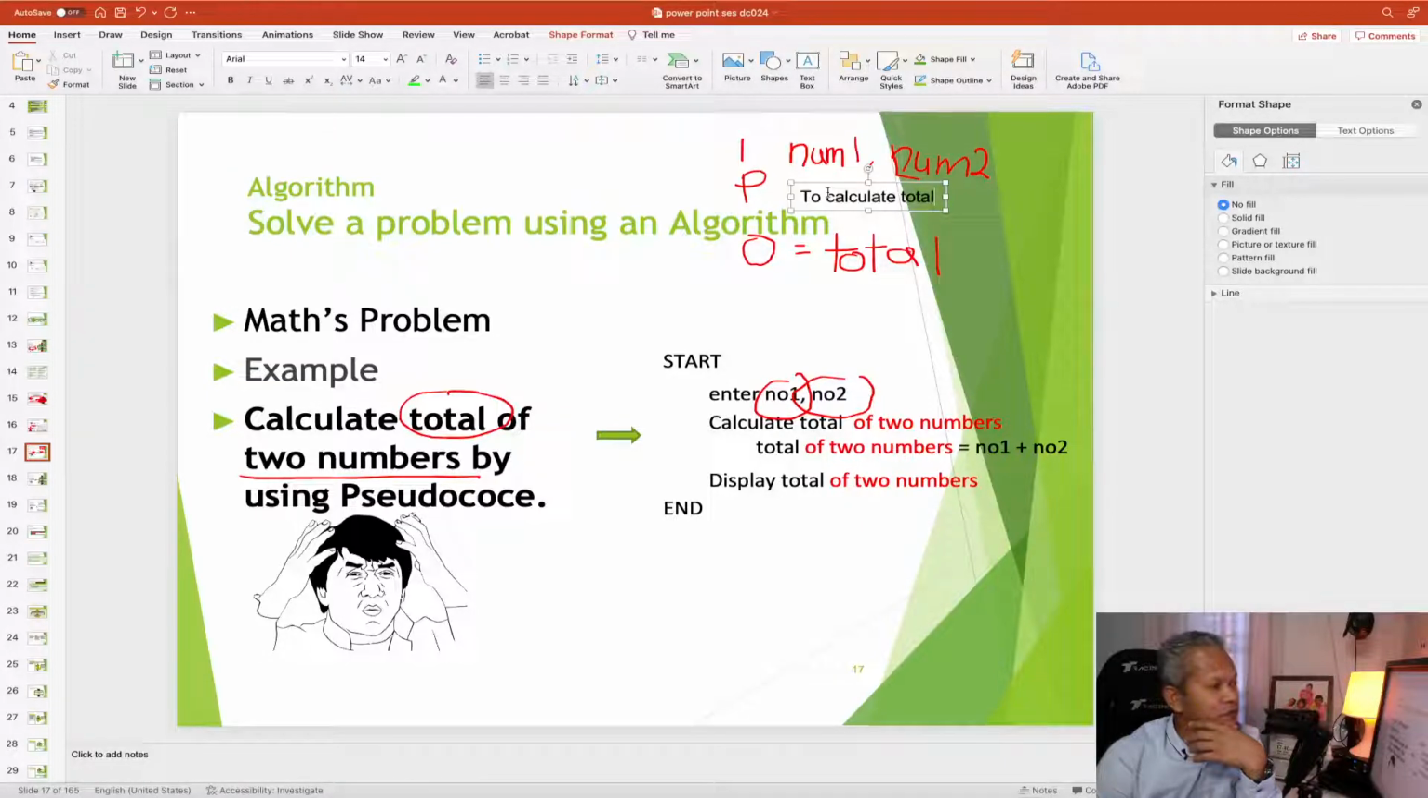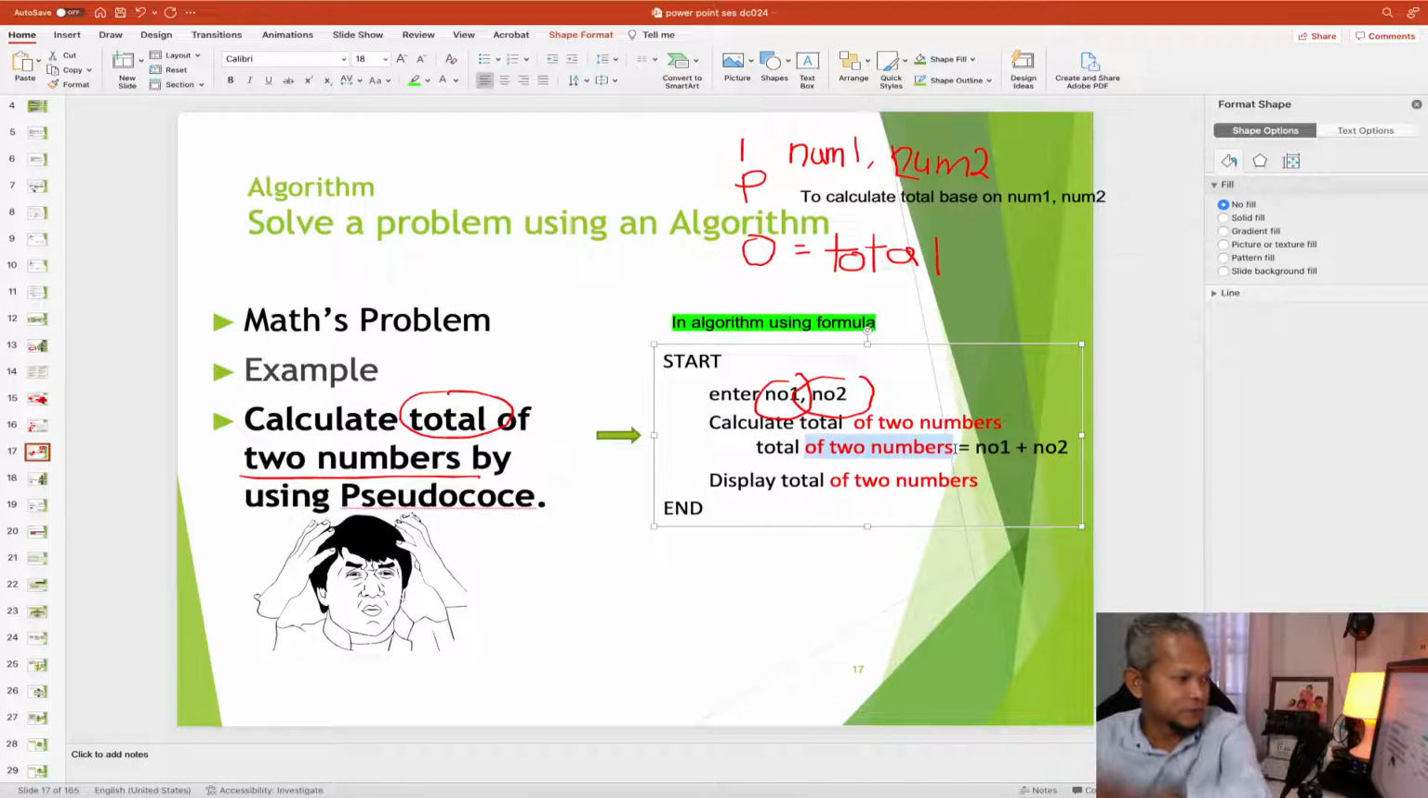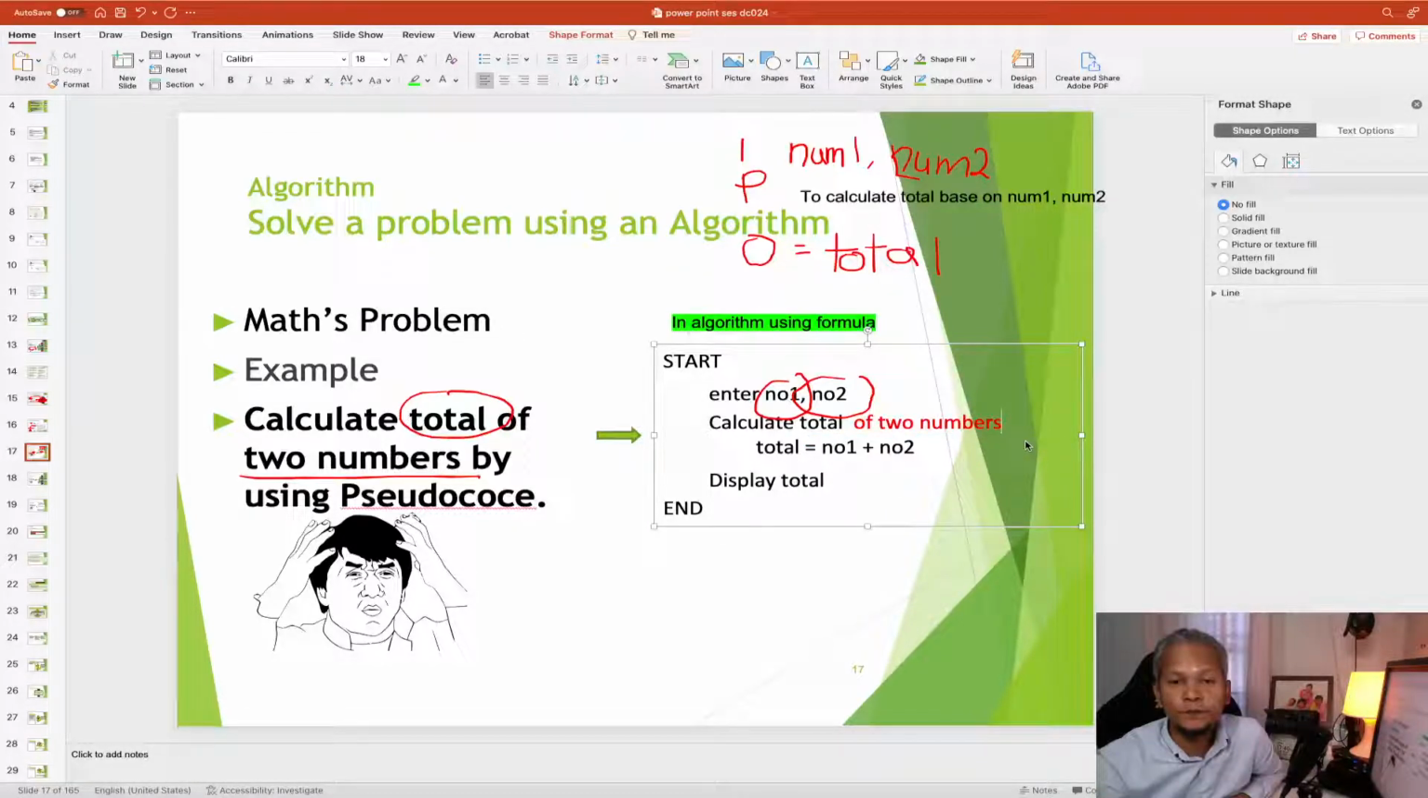type, make it simple. Total equal number 1 plus number 2. Display total. So of 2, we no need to write it. Okay, calculate a total. No need to mention of 2 numbers. Actually, if you write the calculate the total equal number 1 plus number 2, this is only for your notation or documentation. Right. So we can proceed for the next slide.